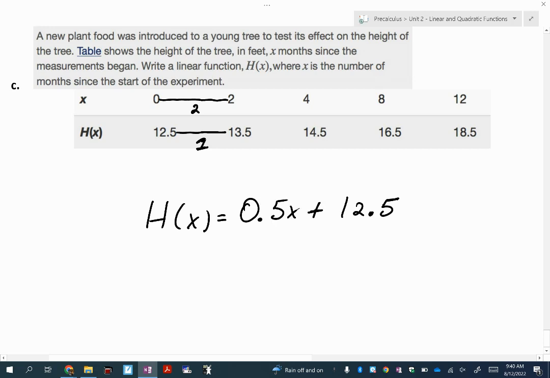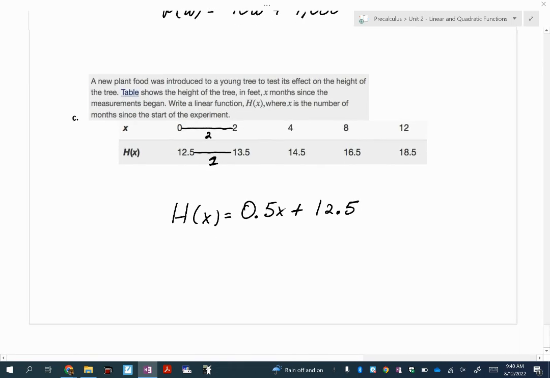So we're saying that the tree starts at 12.5 feet, and each additional month, I expect the tree to grow by 6 inches or 1/2 foot. All right, so that's it for linear functions. Don't forget to try the practice problems.